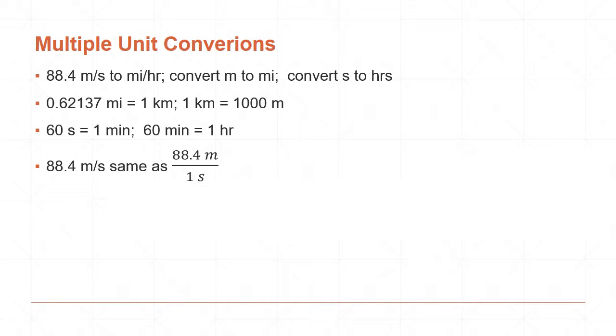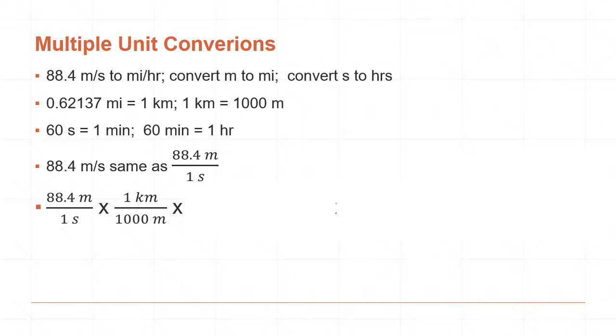Now, one way to do a stacked unit like this, 88.4 meters per second, is to recognize that that's the same as 88.4 meters over 1 second. This is my starting information. I'm going to write it this way and then do my conversion problem. So we'll start here, 88.4 meters per second. Now I can choose to either start with the meters or start with the seconds. I'm going to start with the meters. So my first contribution comes from this conversion. I take the ratio of those two. I want to cancel meters. So I'm going to write kilometers on top, meters on the bottom.